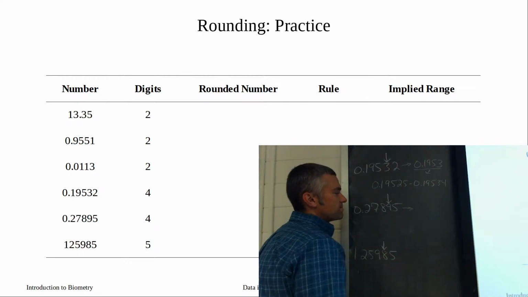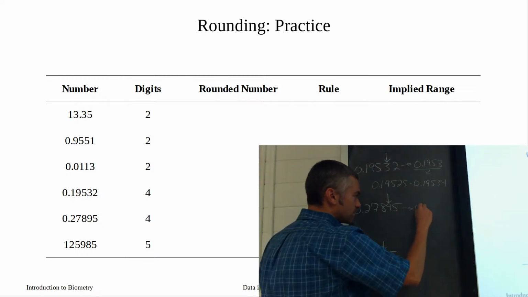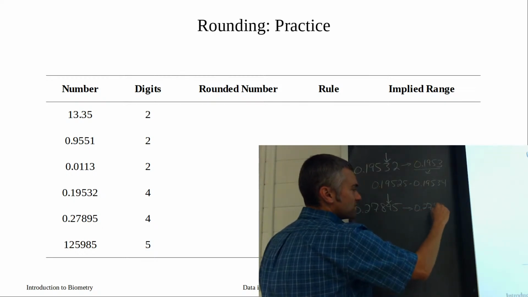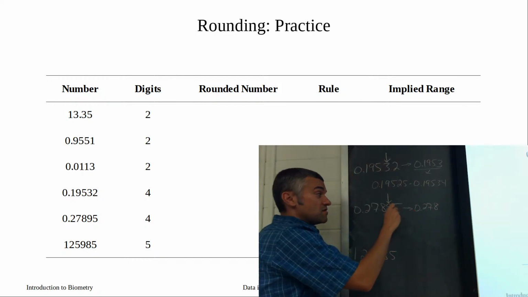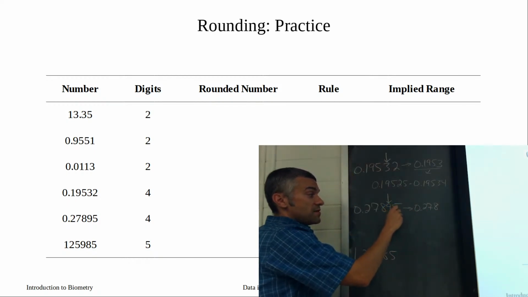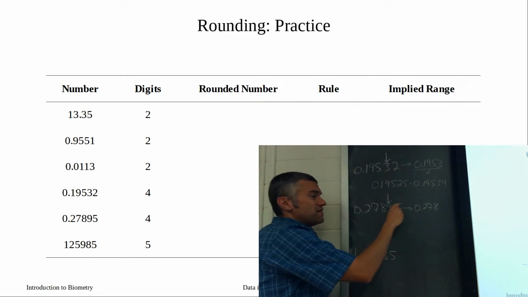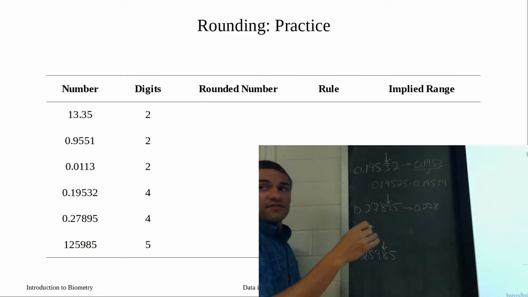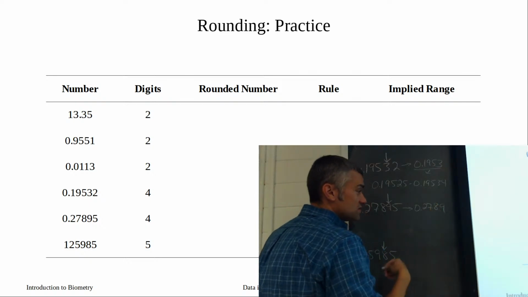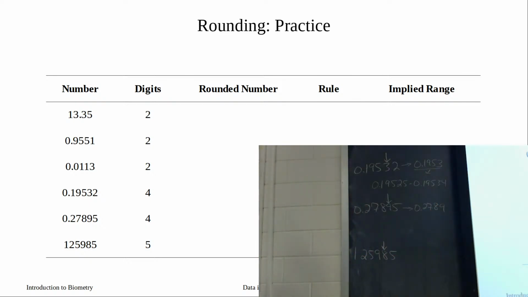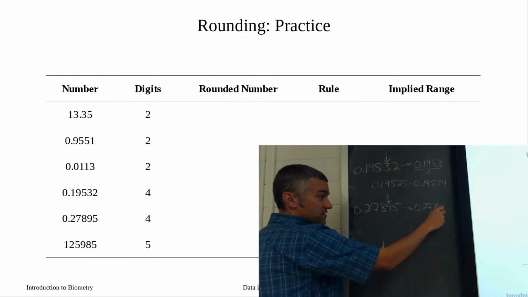What about this one? Yeah, nothing's after it. So our target digit was a 9. We look to the next one. It's a 5. So we look after it. There's nothing after it, so we assume that that's a 5 and we leave our digit alone. This is one of those cases where R is going to give us this same number.